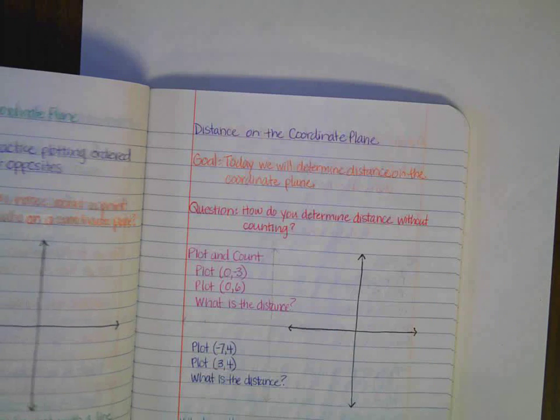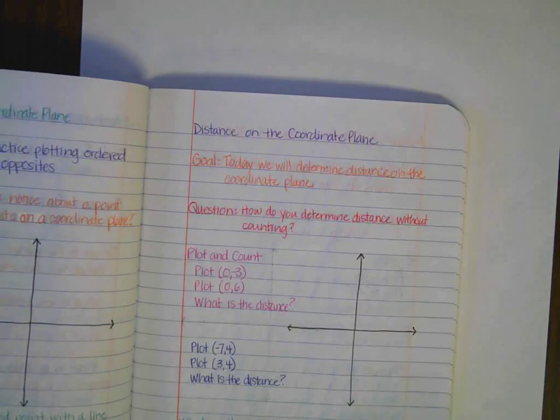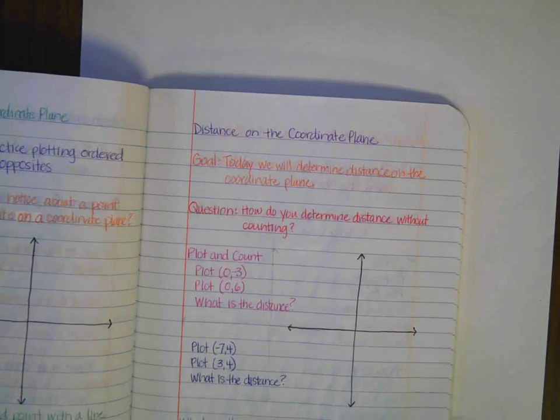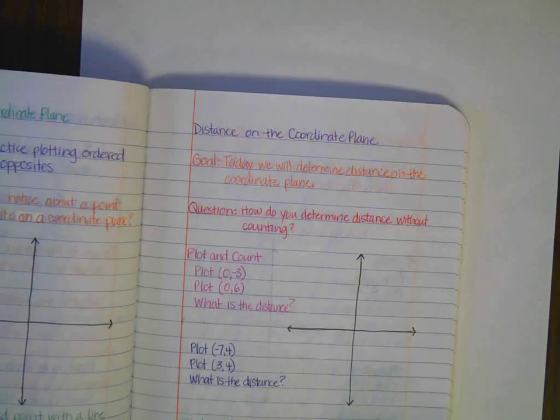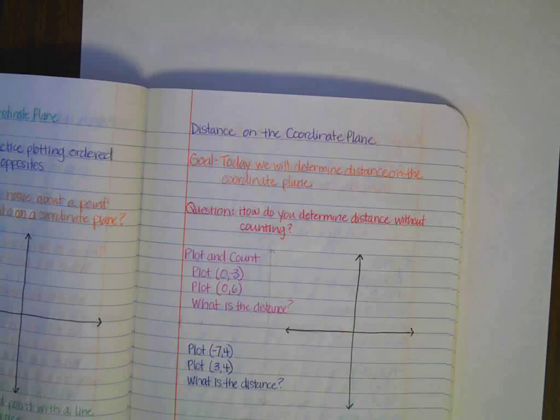Okay, so going back to our goal, today we will determine distance on a coordinate plane. We just did that. How do you determine the distance without counting? You subtract them. You take one number and you subtract the other number.